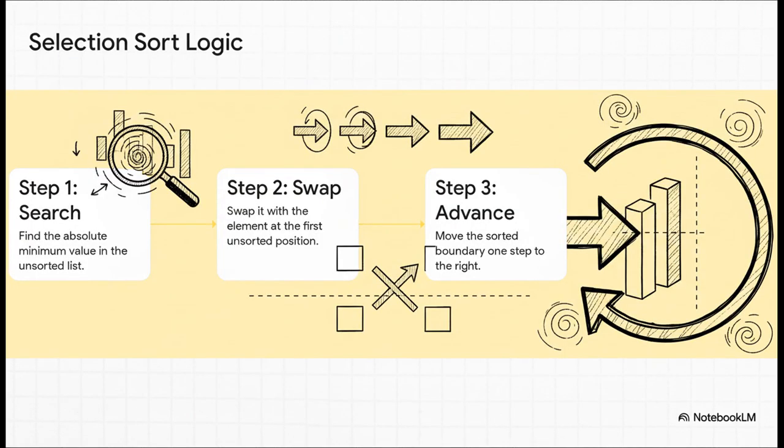So here's what that looks like in action. On the very first pass, it scans the whole list, finds the smallest number, and swaps it into the first position. Boom, that first spot is now sorted and locked in. We don't touch it again. On the second pass, it completely ignores that first spot and finds the smallest number in the rest of the list and swaps that into the second position. It just keeps doing this, shrinking the messy part of the list by one element each time.